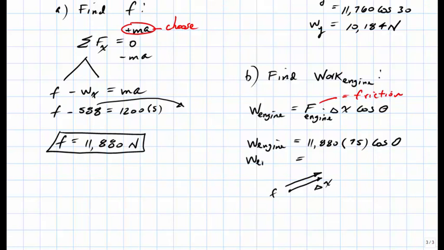And so the work done by the engine equals 891,000. And hopefully everyone remembers the units for work. The unit for work, of course, is the joule. So this is the amount of work that's done by the engine.